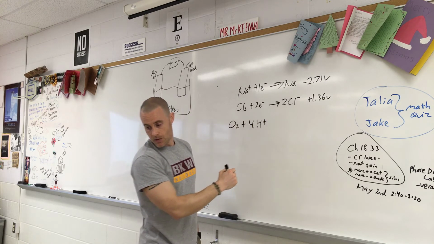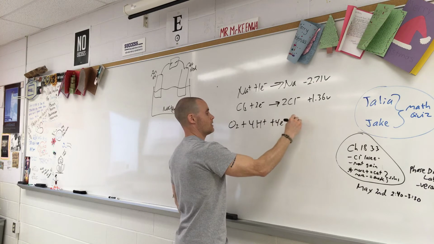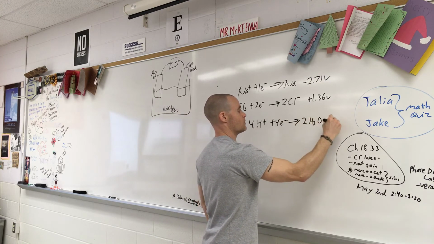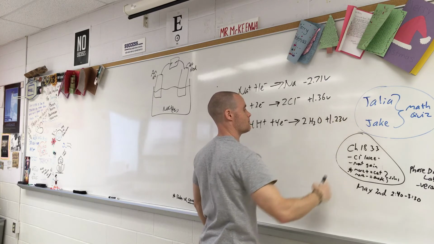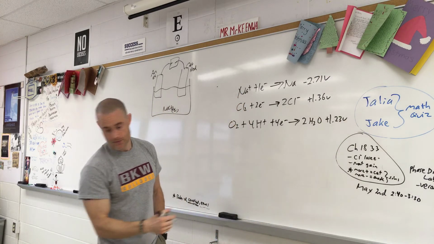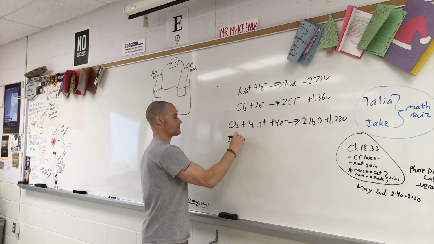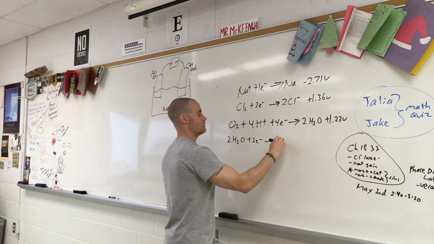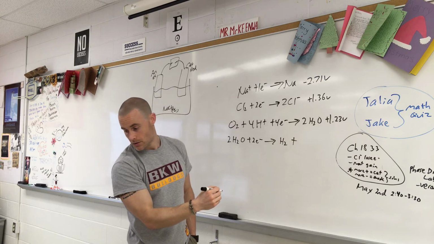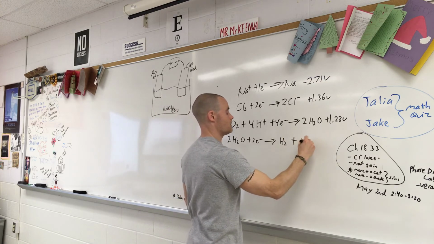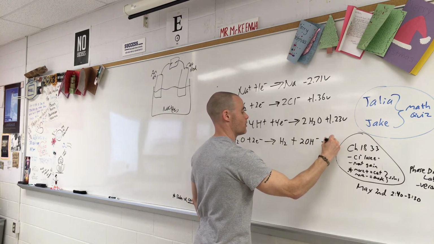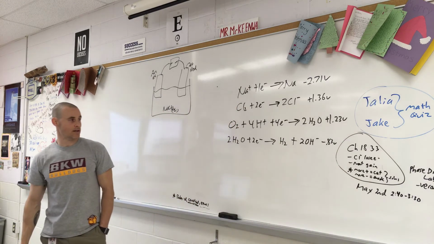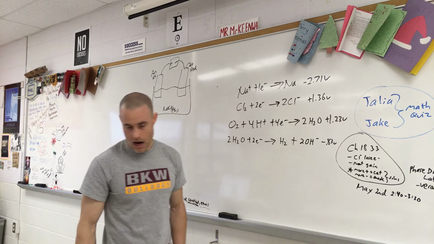O2 plus 4H plus 4 electrons yields 2H2O, and that's 1.23 volts. And then we got the other one, 2H2O plus 2 electrons yields H2 plus 2OH minus, and that's negative 0.83 volts. So there's your 4 options.